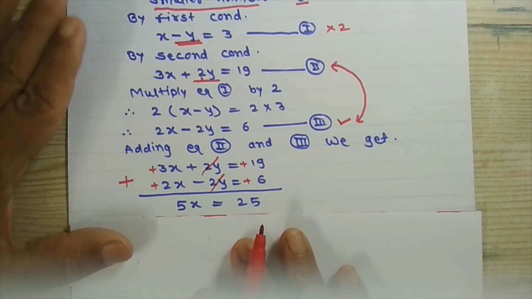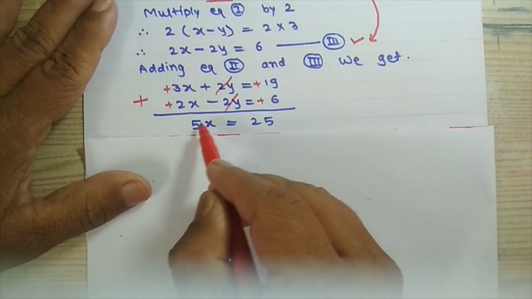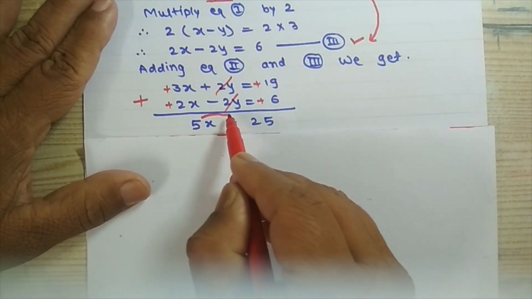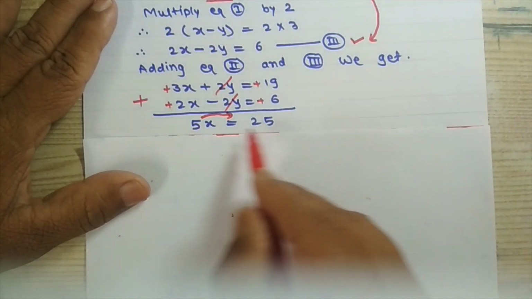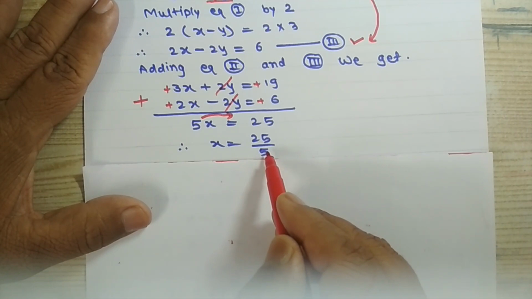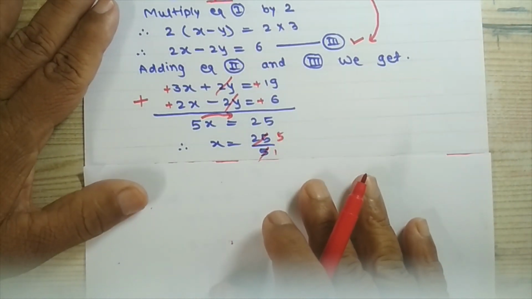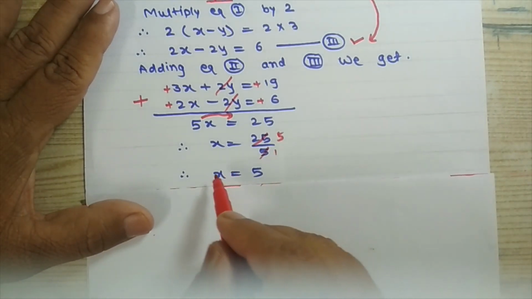Finally, we have to find the value of x. Therefore, we have to divide, because multiplication is there, we take 5 to the right side, where it is in the denominator place. So x is equal to 25 upon 5. Finally, 5 ones are 5, 5 fives are 25, so we get the value of x, that will be 5.